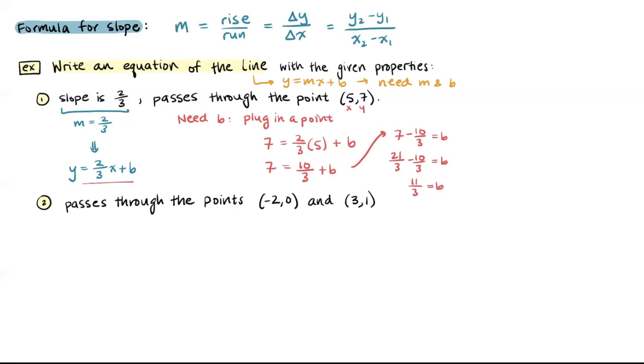So that means all we need to do now is plug that back in here and present the equation for our line, right? So it's going to look like altogether y equals 2/3 x plus 11/3. And here is the only line with the slope we were looking for, 2/3, that passes through the point that we wanted it to go through.